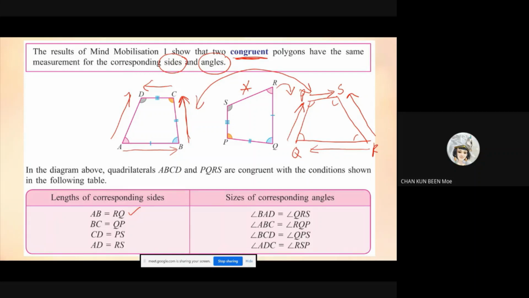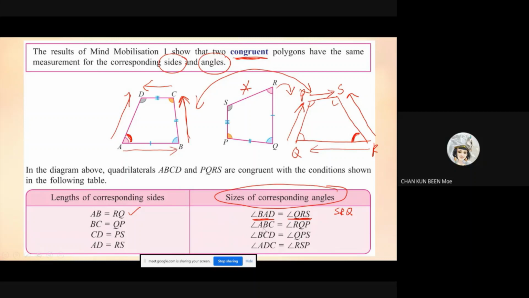So we look at the size of the corresponding angles, the second part over here. Angle BAD, you look at the figure, it is this one, meaning that it is the same as this angle. The name for this angle is angle QRS. Make sure you follow the sequence. You can write down SRQ, but we always write following the alphabetical order. So it's supposed to be QRS.